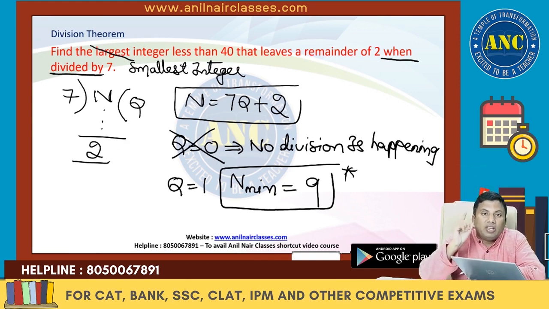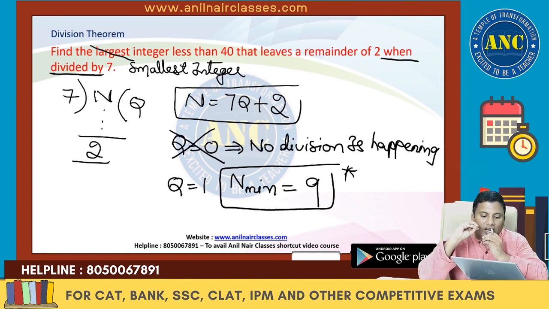Q cannot be 0. If q is 0, that means the quotient is 0. If the quotient is 0, division is not happening. But in the question it is mentioned that it is divided by, so obviously division is happening. So q minimum cannot be 0. Under any circumstances, do not take q as 0 if the question is saying divided by. So n minimum is 9.